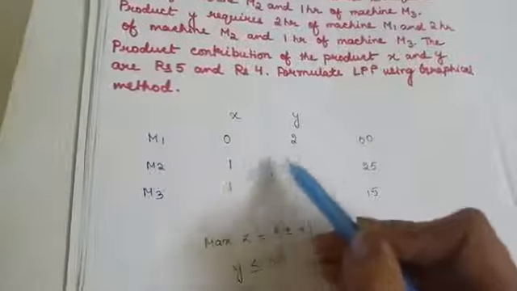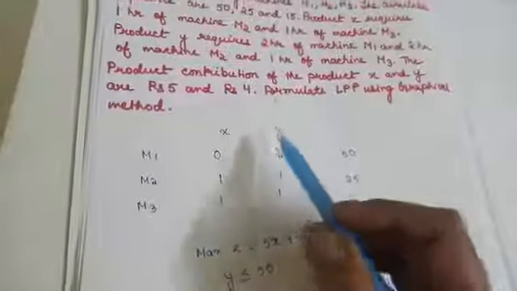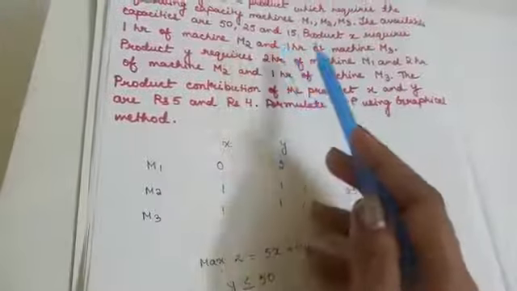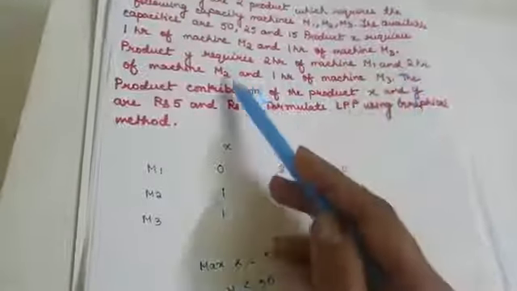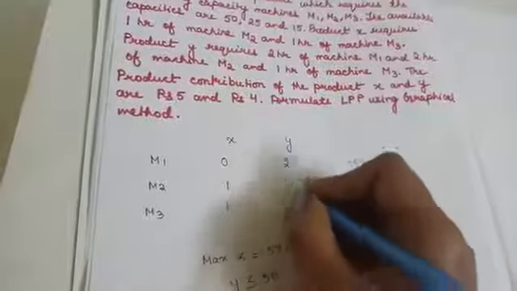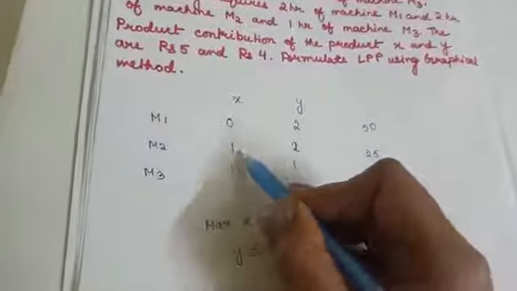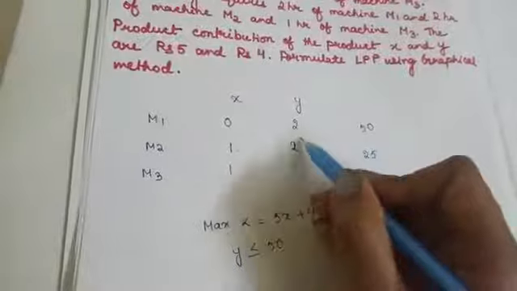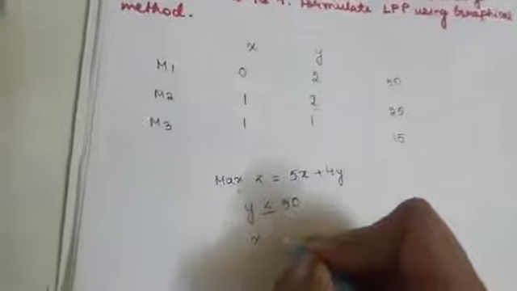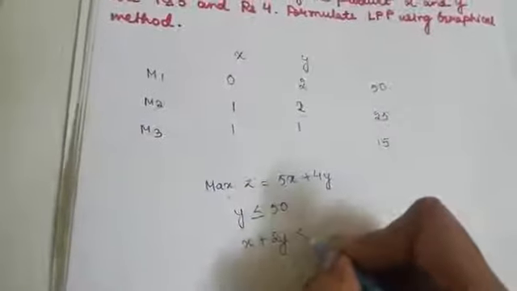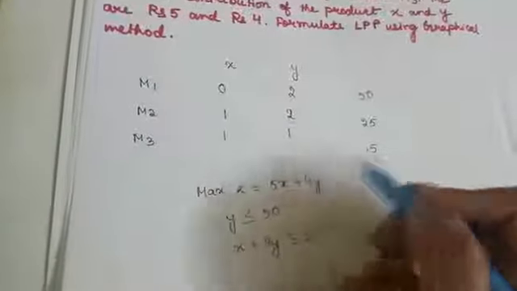The next line will be x plus y equal to 25. I think I have made some mistake over here. The question says, in the case of y, 2 hours of machine M2. So this will be 2. Sorry guys. Okay, so the next equation will be x plus 2y less than or equal to 25, 2 because the coefficient is 2 over here. Similarly the last equation will be x plus y less than or equal to 15.